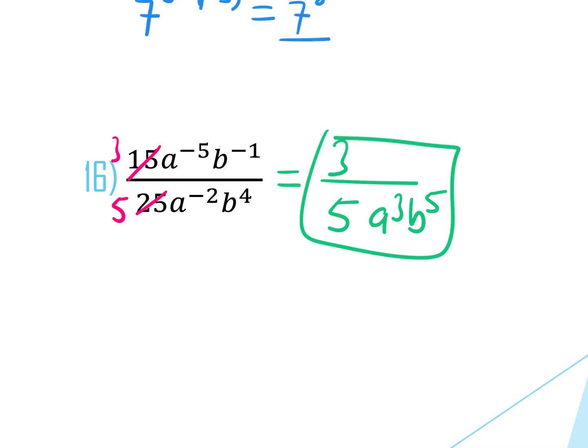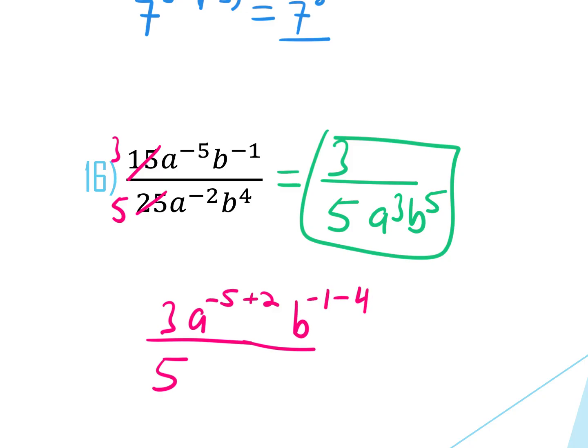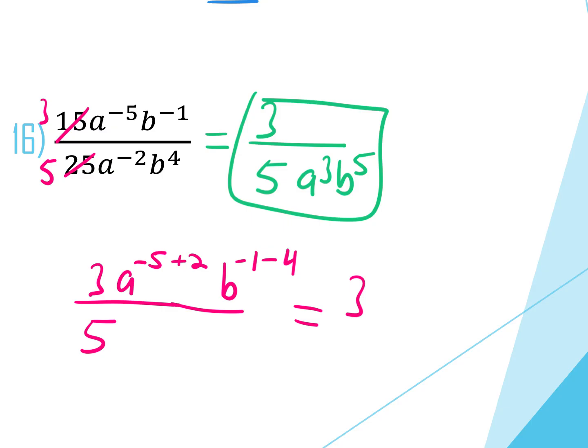They share factors of 5, so it's going to be 3 over 5. I'm going to do this one the other way. I'm going to subtract right away. Why not? All right, so this is a to the negative 5 minus negative 2, which is plus 2. We get b to the negative 1 minus 4. And then this is going to become 3a to the negative 3, b to the negative 5 over 5.